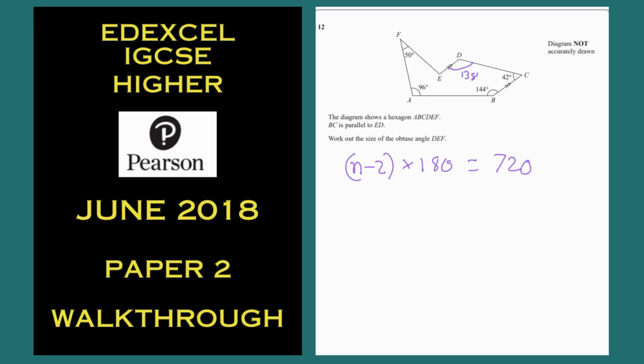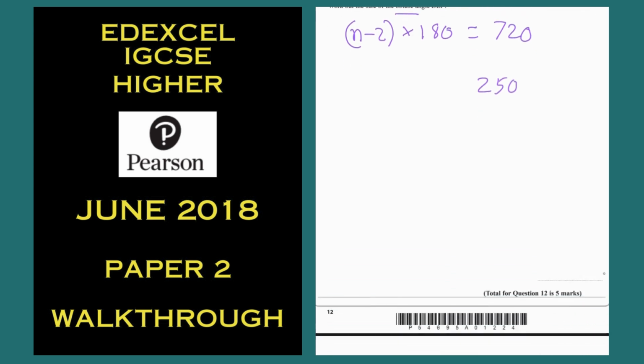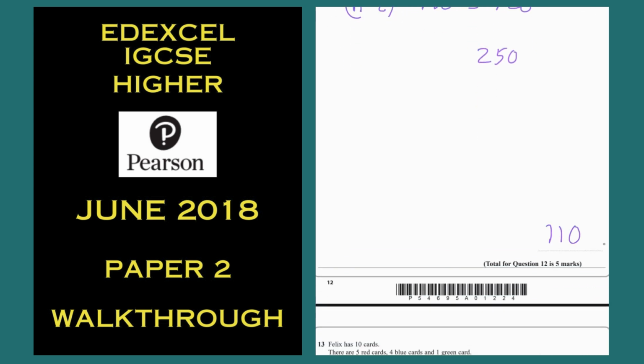720 minus 50 minus 96 minus 138 minus 144 minus 42 does give you 250. But again, don't celebrate. It's not the right answer. That's a reflex angle. It wants the obtuse angle. They will add up to 360. 110 is your final answer.